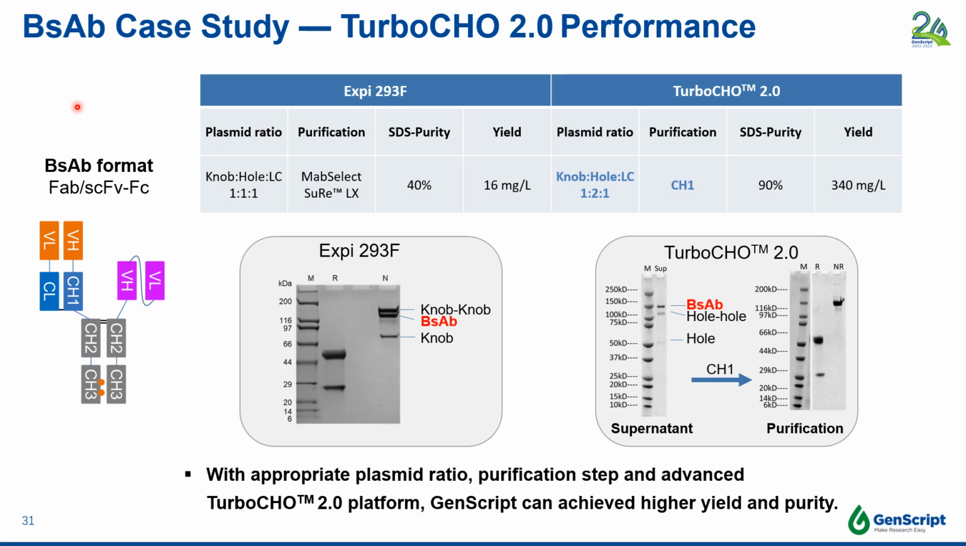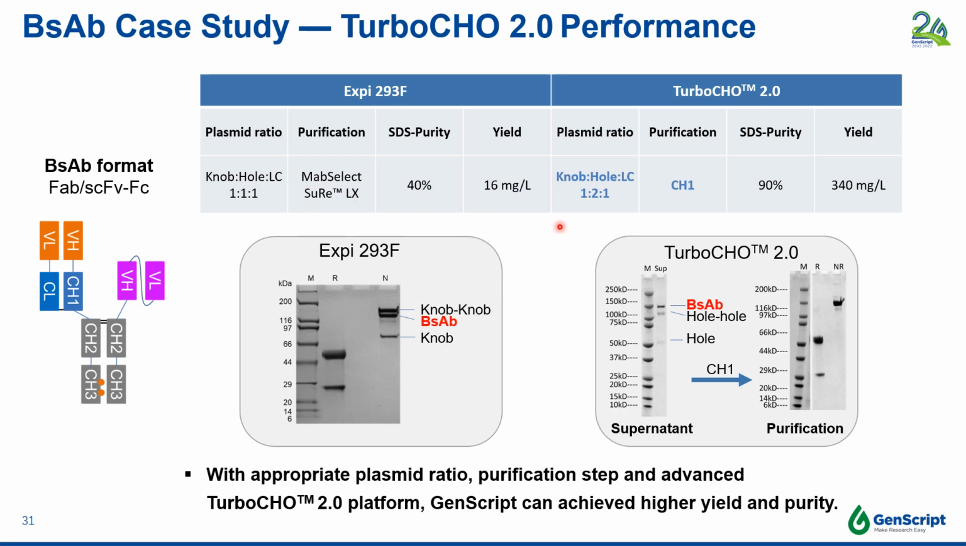Here is a BsAb optimization case. The BsAb is a 5-SFA Fc design. When it was expressed in the ExpiHEK293F system, the knob chain is much overexpressed, so the purity is quite low. And because the yield is not high, we cannot move on to a second purification step. So finally, the product doesn't meet needs.